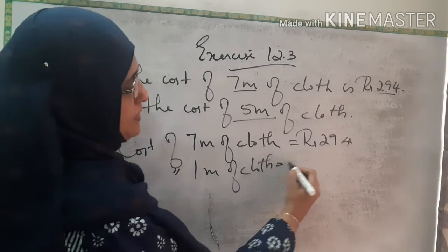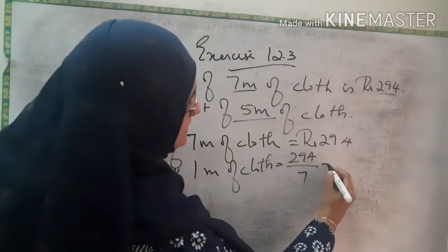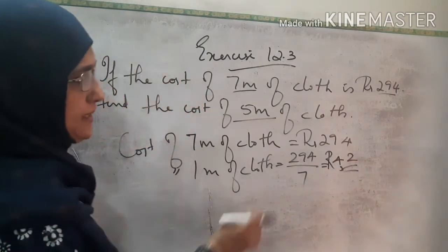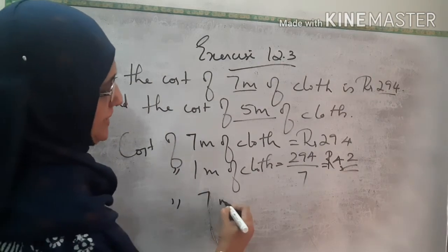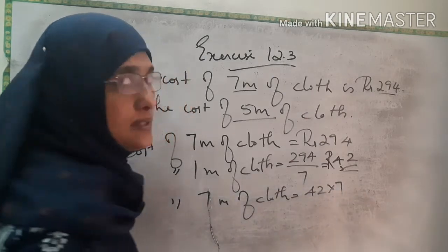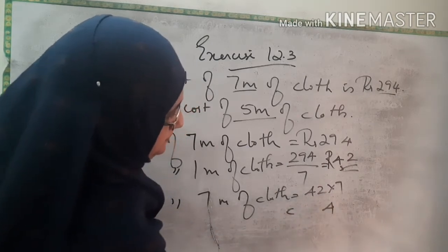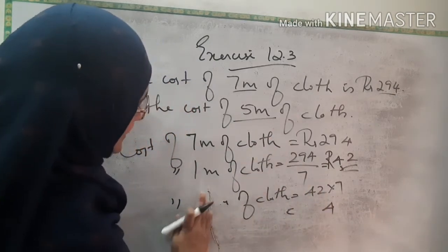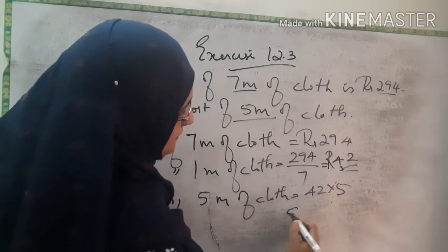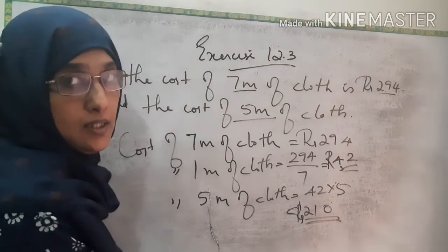So how will you find the cost of 1 meter? 294 divided by 7, that is 42. So for 1 meter it is 42 rupees. Sorry, we have to find the cost for 5 meter. So 42 into 5, 210 rupees. For 5 meter you have to pay 210 rupees.